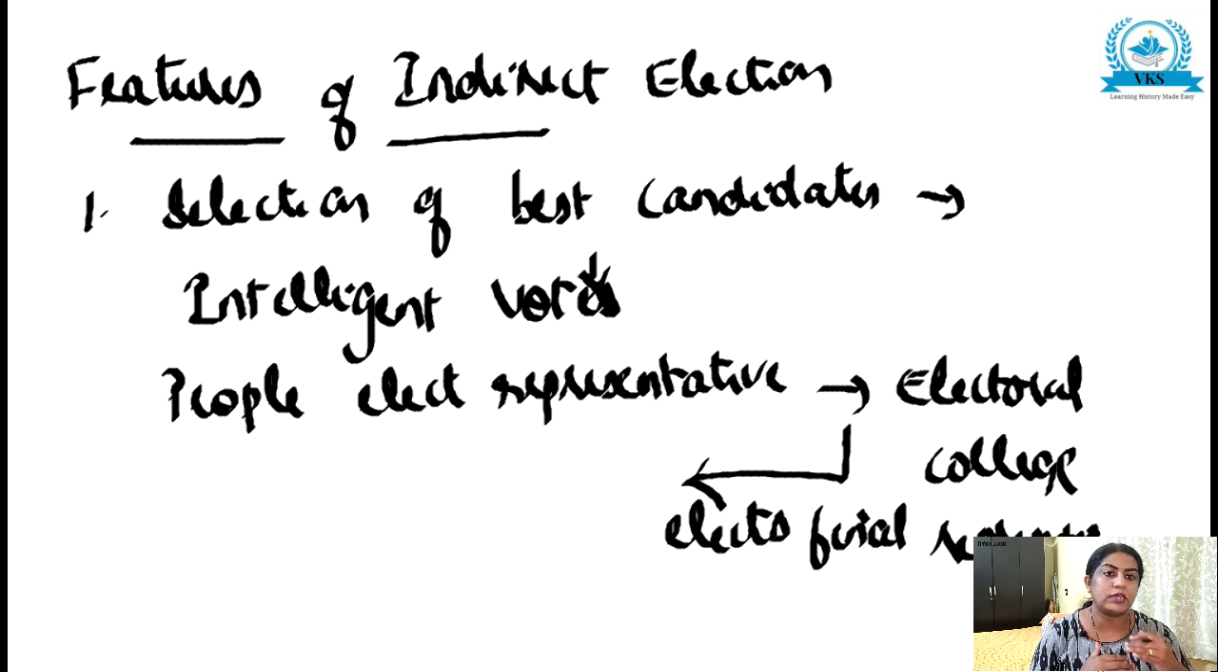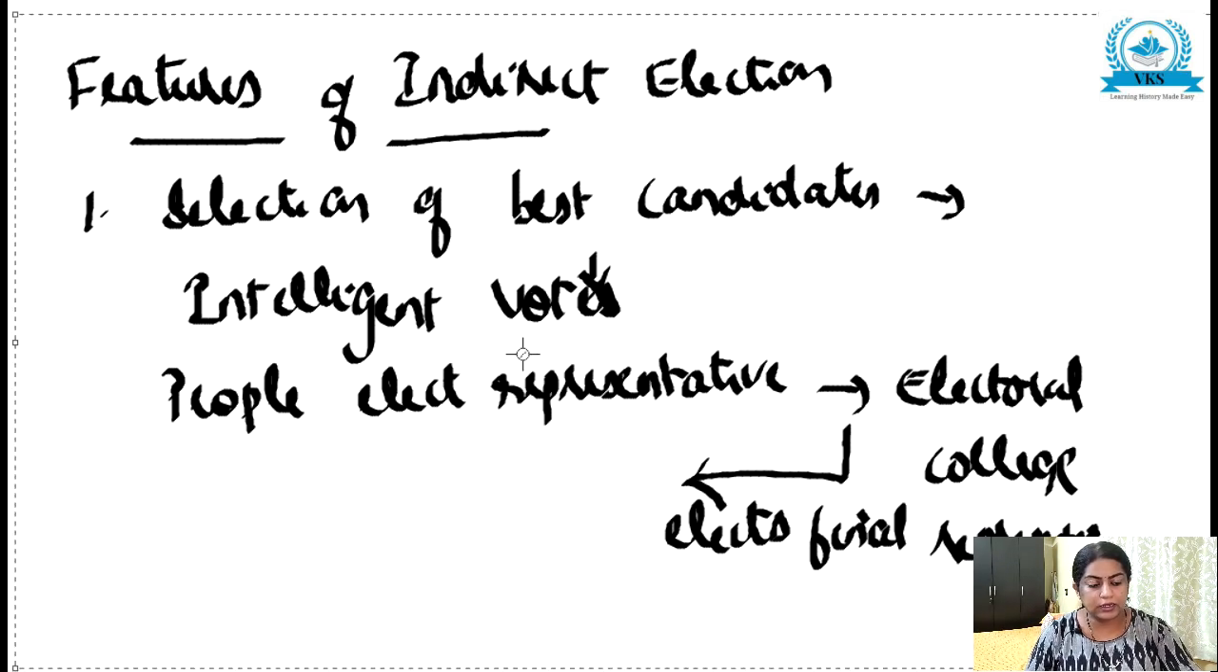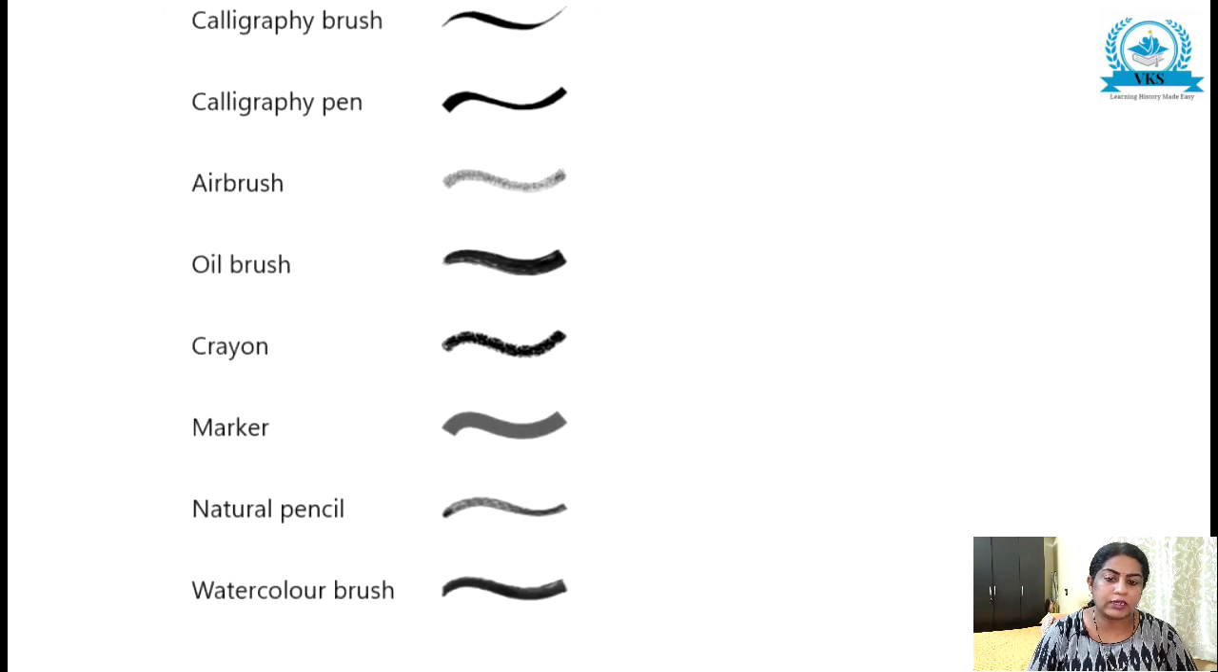So it is a two-stage procedure, and the intelligent voters select the best of the candidates through this two-stage procedure. People elect their representatives to the electoral college first, and this electoral college later judiciously elects the final representative, who will be the representative of the legislature or the head of the nation, like President of India, President of USA, etc. So that is the first feature of indirect election, selection of the best candidates.